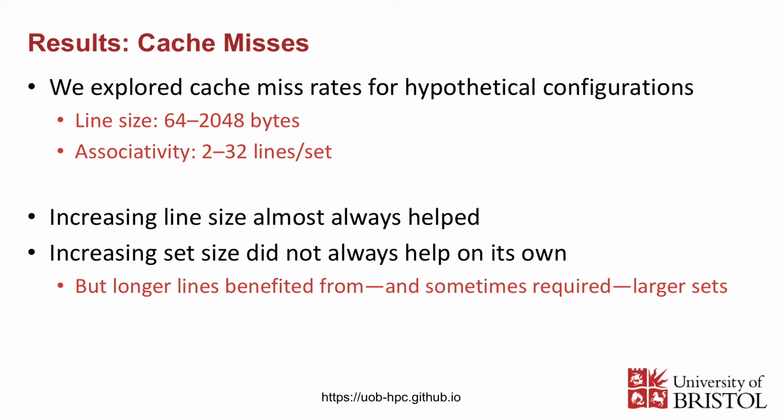Using our cache simulator, we looked at the effects on cache of these applications. We tested hypothetical cache configurations in which we varied the sizes of cache lines and the associativity of the cache. The values we tested include those commonly used today, but also smaller and larger options. In general, we found that increasing the line size helped in many cases. On the other hand, increasing the associativity didn't always help on its own. At large values, it was only more efficient if coupled with long lines.